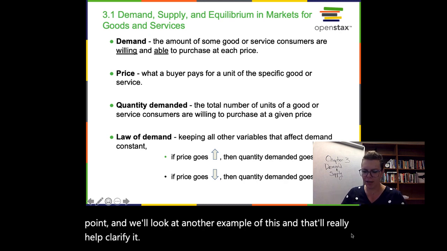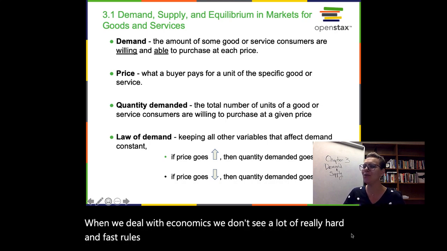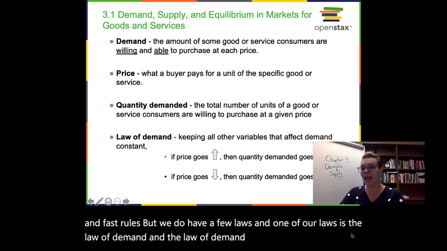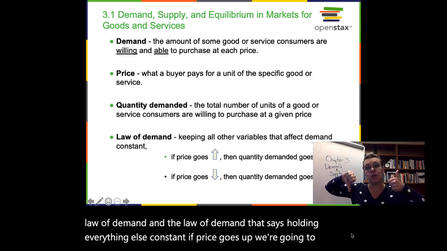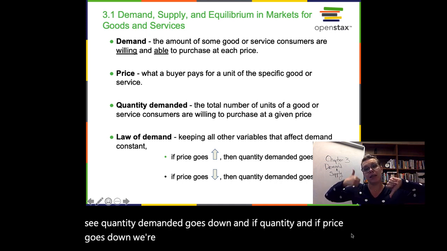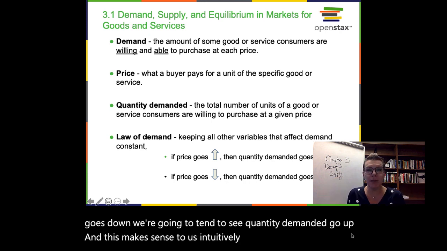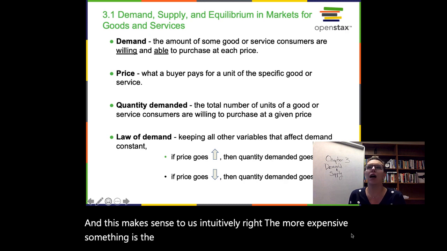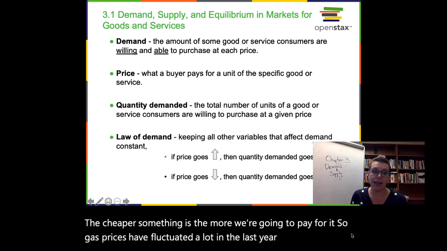When we deal with economics, we don't see a lot of really hard and fast rules, but we do have a few laws. And one of our laws is the law of demand. And the law of demand says holding everything else constant, if price goes up, we're going to tend to see quantity demanded go down. And if price goes down, we're going to tend to see quantity demanded go up. And this makes sense to us intuitively, right? The more expensive something is, the less we're going to buy it. The cheaper something is, the more we're going to pay for it. So, gas prices have fluctuated a lot in the last year or 2, and that's changed our behavior.